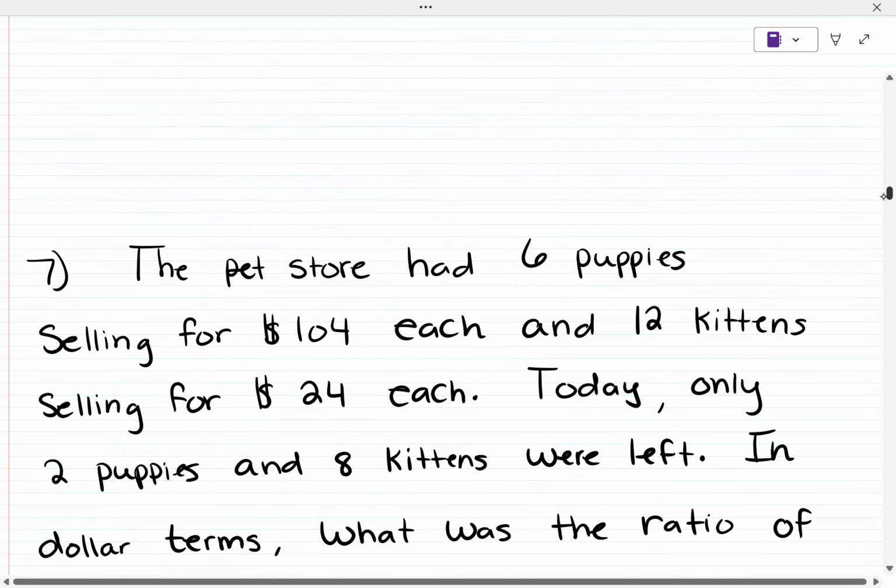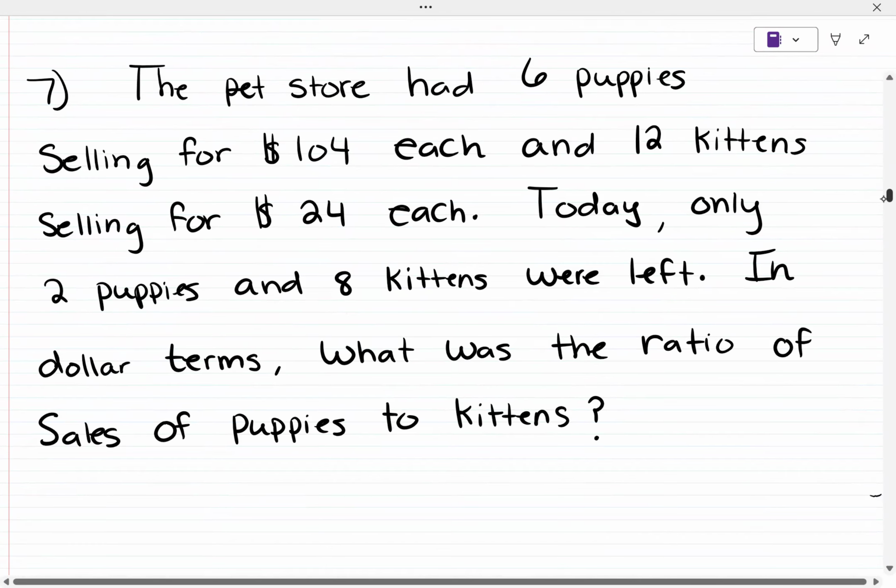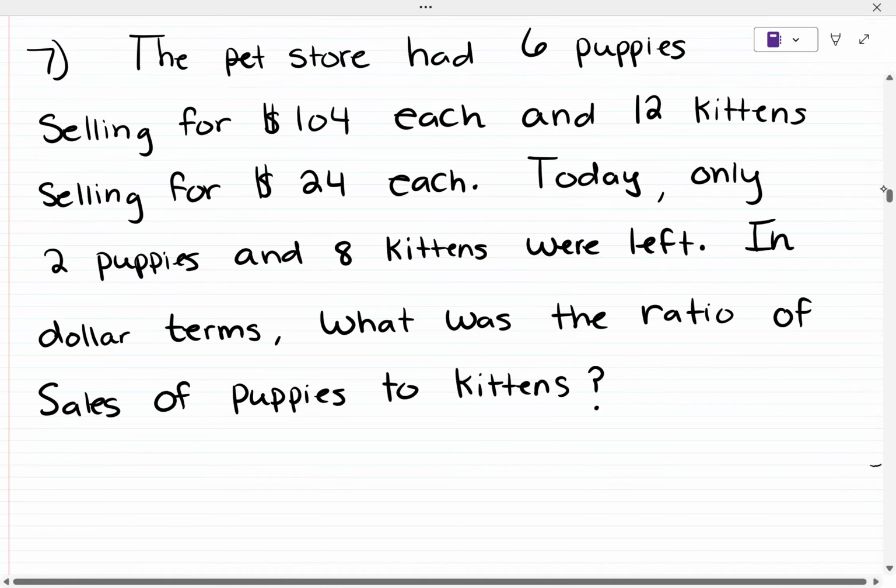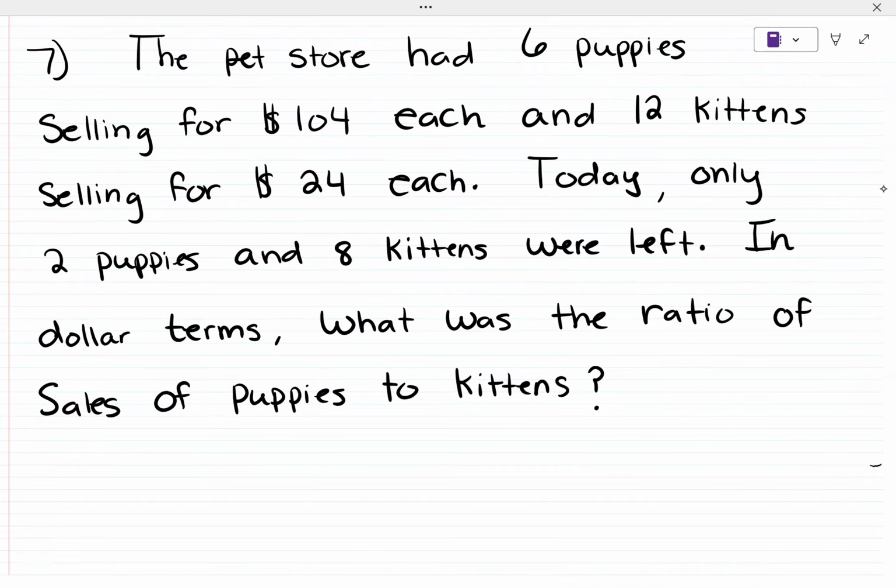Okay, let's move on to 7. So question 7 says the pet store had 6 puppies selling for $104 each and 12 kittens selling for $24 each. Today, only 2 puppies and 8 kittens were left. In dollar terms, what was the ratio of the sales of puppies to kittens?